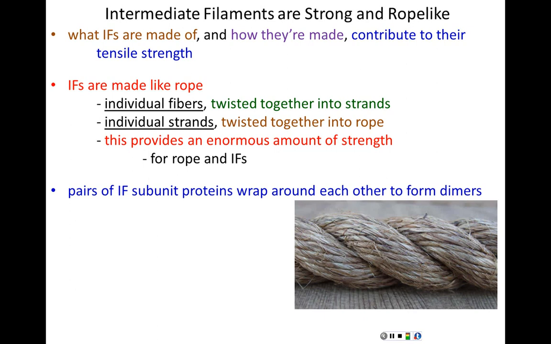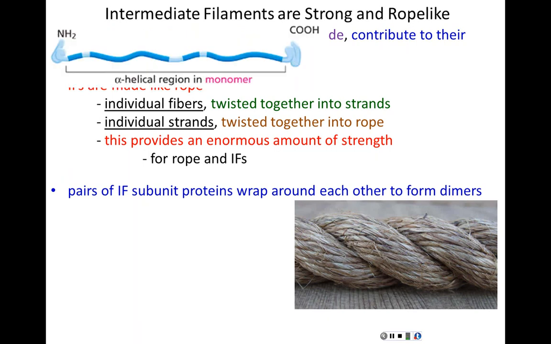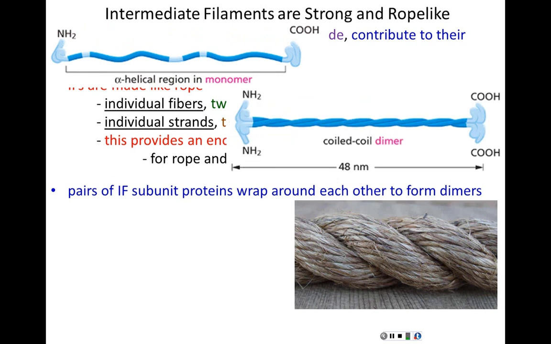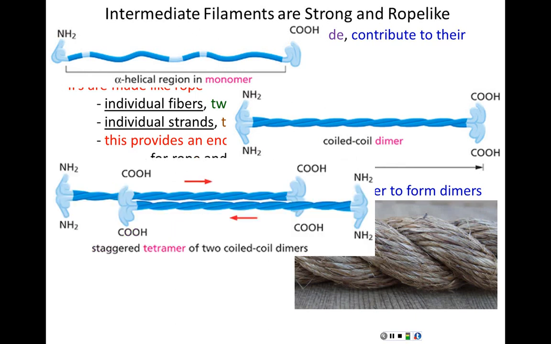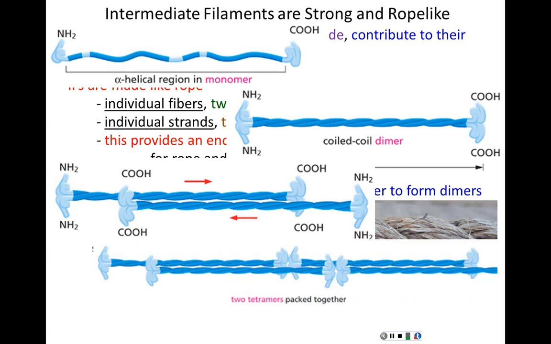We make intermediate filaments by starting off with an intermediate filament subunit, taking two of those and wrapping them together, truly twisting them together. Then these pairs, these dimers of intermediate filaments, are put together in a staggered orientation to create a tetramer, a group of four. These tetramers are bundled together, twisted together, to form the intermediate filament itself.